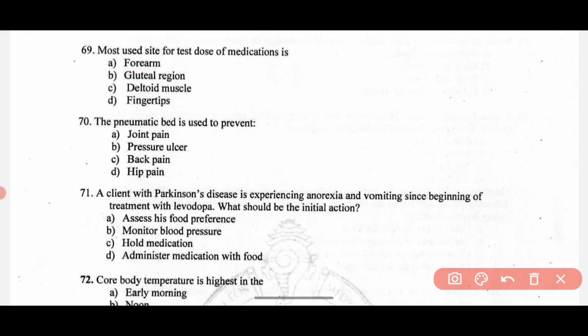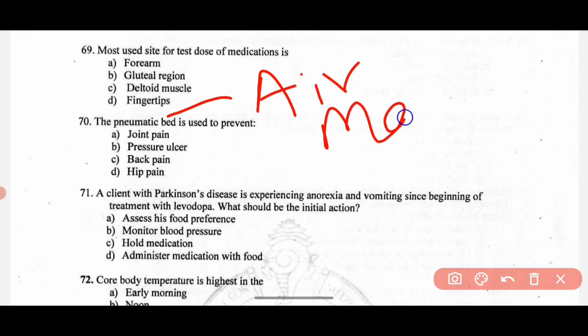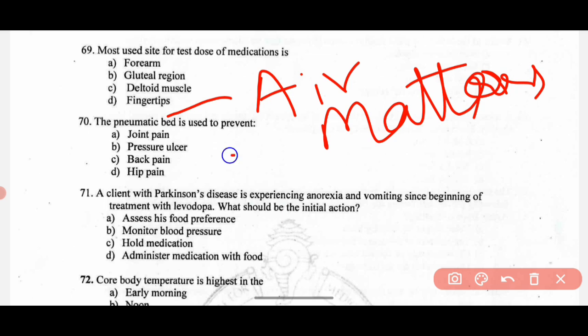And question number 70. Pneumatic bed is used to prevent. What is a pneumatic bed? It is a medical air mattress, used to prevent pressure ulcers. So a pneumatic bed is nothing but an air mattress which is used to prevent what? Pressure ulcer. So here the right answer is option B.